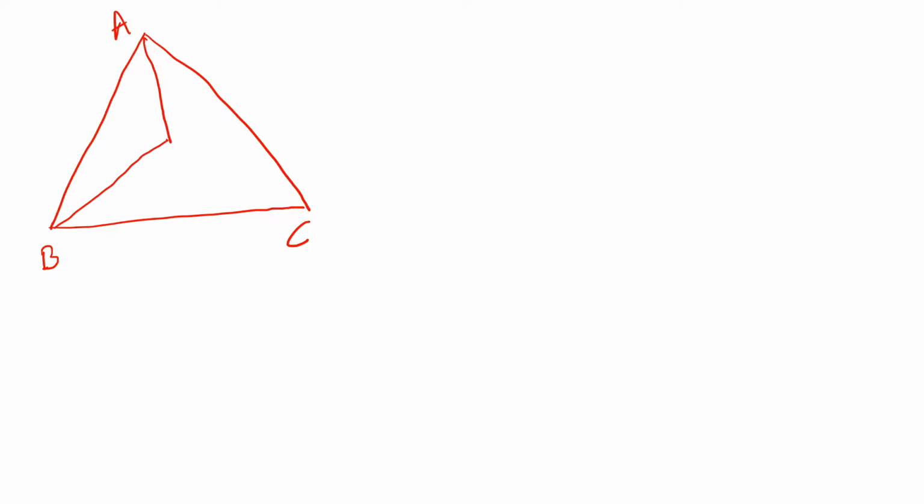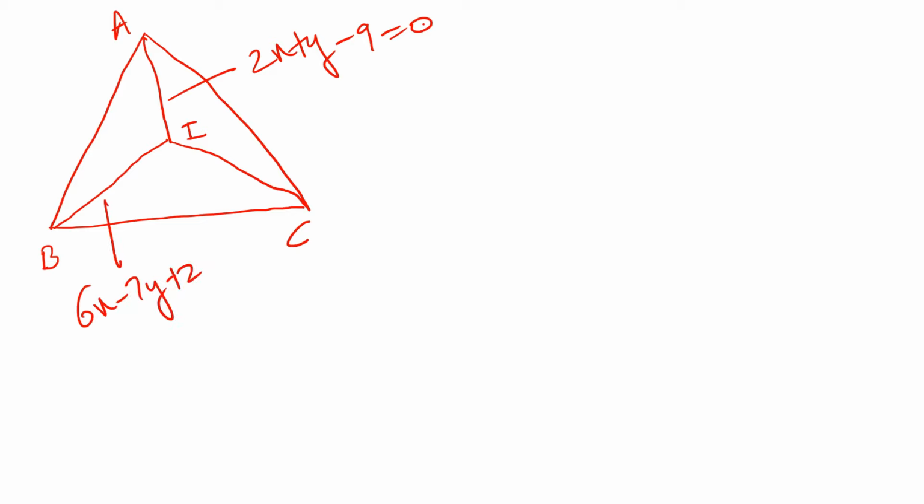Now students, let me make the figure of the question. Let us assume the triangle to be ABC. This is I, suppose. Now the equations of the angular bisectors are given to be 2x plus y minus 9 equal to 0. Second one is 6x minus 7y plus 23 equal to 0. And thirdly, it is x minus 4y plus 18 equal to 0.